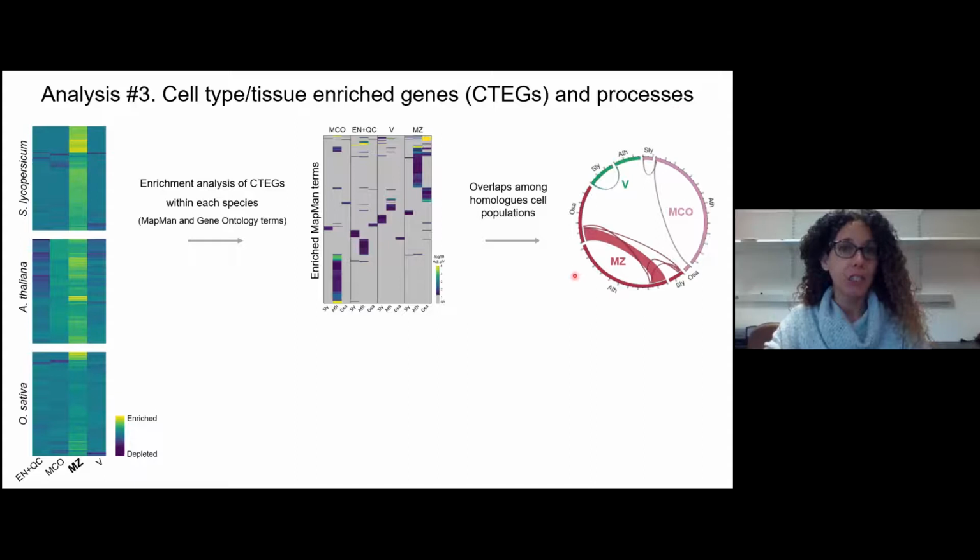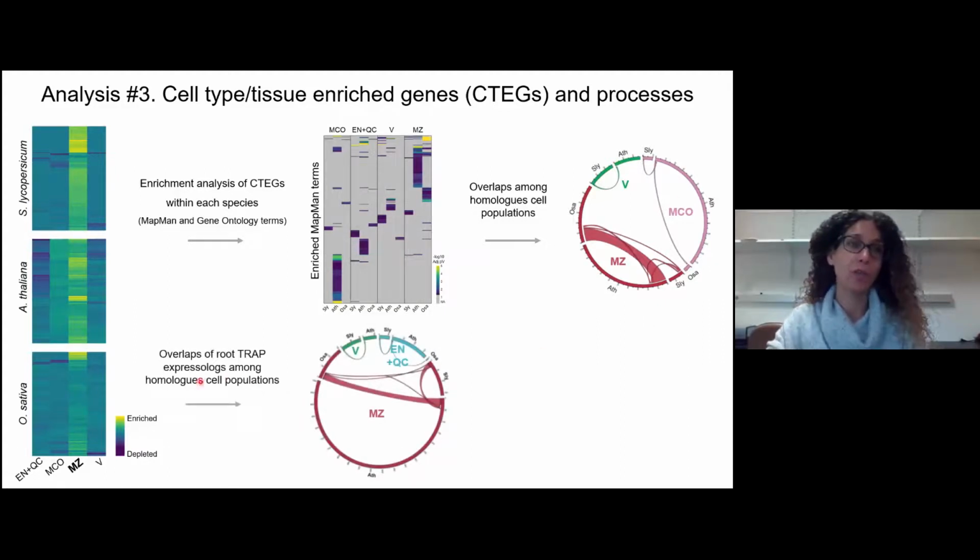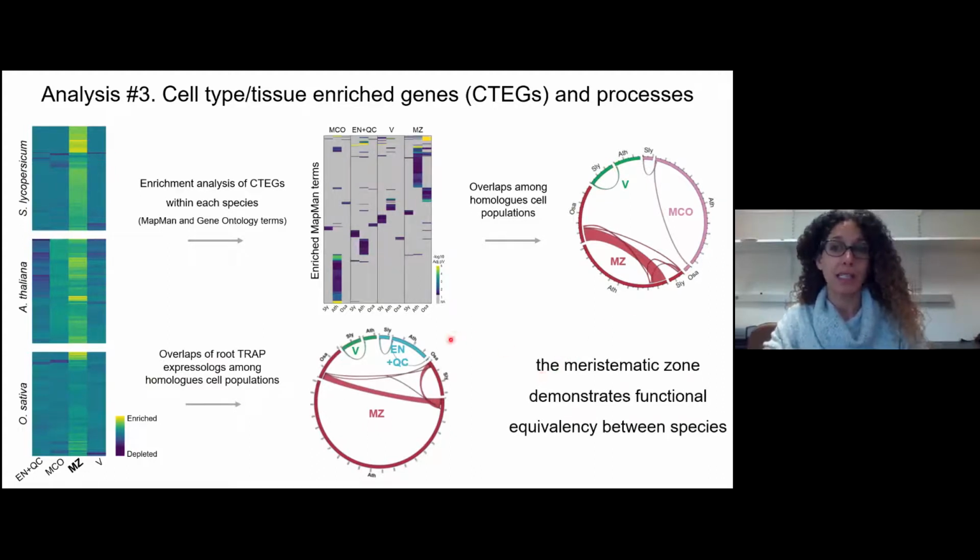In this plot, each cell type or cell population is indicated by a different color, and the number of enriched terms in each species is represented by a separate segment of the circle. The width of the ribbons is proportional to the number of overlapping terms. This plot clearly shows that the meristematic zone has the highest number of overlapping terms. We also tested the overlaps of expressologs among the homologous cell populations, and we found similar patterns to the enriched terms. These results are in line with the first 2 analyses, and they demonstrate functional equivalency of the meristematic zone between the 3 species.